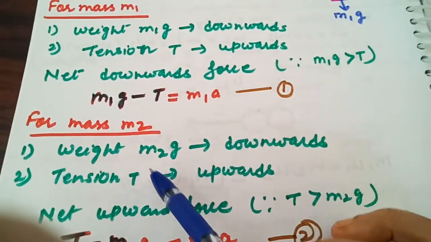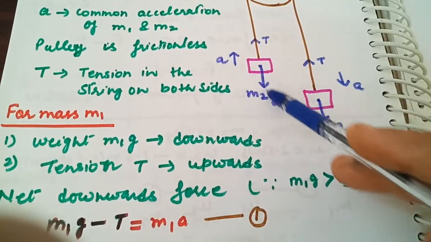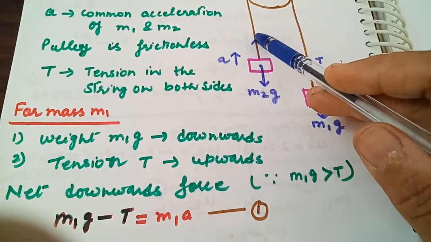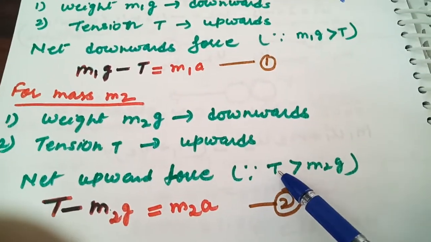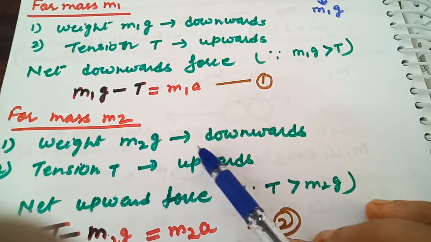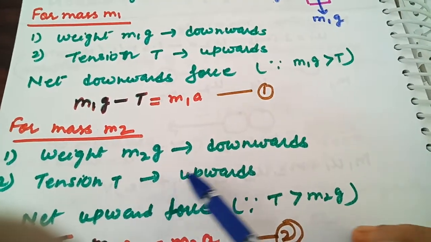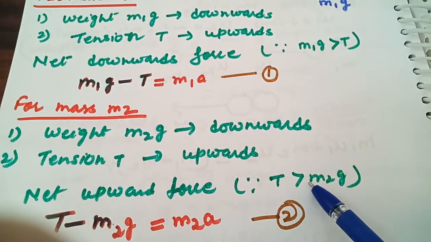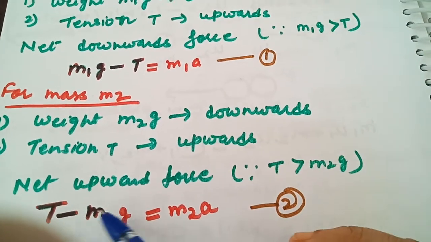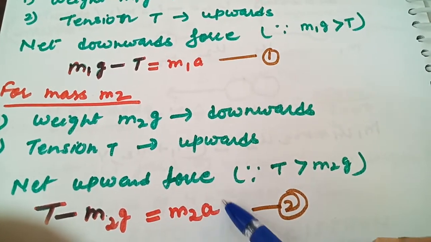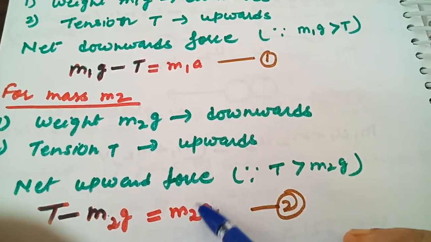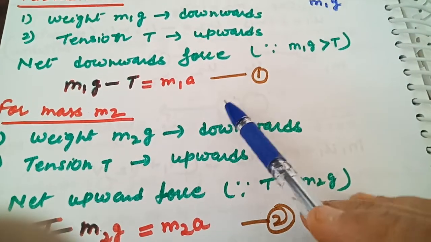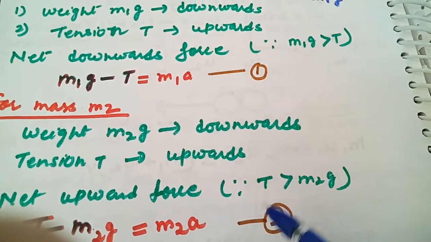Now for the mass m2, m2g also acts in the downward direction, but the tension is acting in the upward direction. Here this mass is moving in the upward direction with acceleration a. So in this condition, m2g acts downward and tension T acts upward, so T is greater than m2g. So T minus m2g is equal to m2a. This is the net force acting on m2, which produces the acceleration a. So we have got the two equations, 1 and 2.